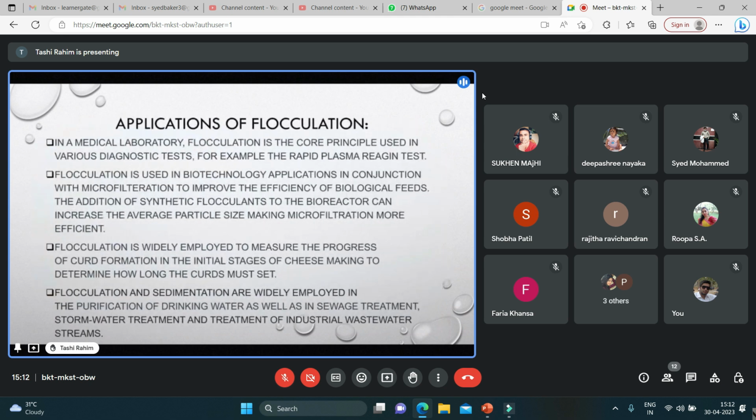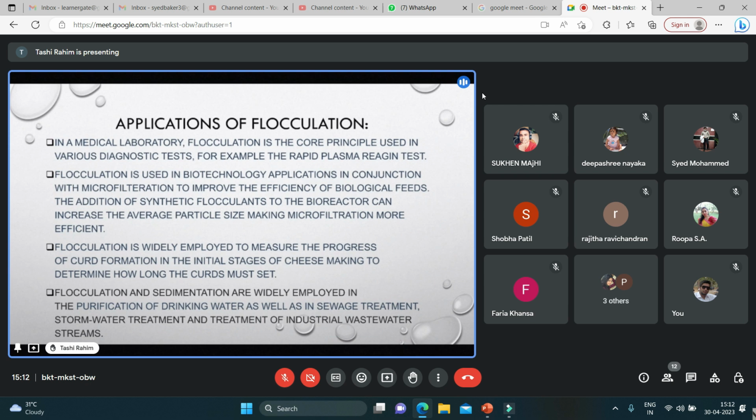For the final slide, we have applications of flocculation. For the first point, in a medical laboratory, flocculation is the core principle used in various diagnostic tests, for example, the rapid plasma reagin test. Flocculation is used in biotechnology applications in conjunction with microfiltration to improve the efficiency of biological feeds. The addition of synthetic flocculants to the bioreactor can increase the average particle size, making microfiltration more efficient.